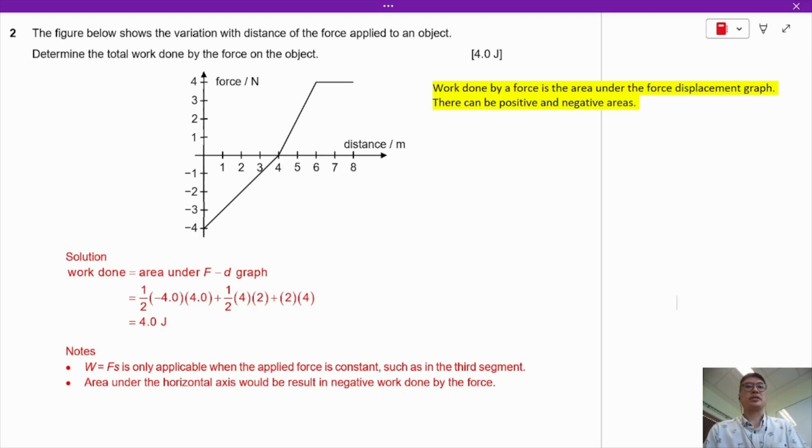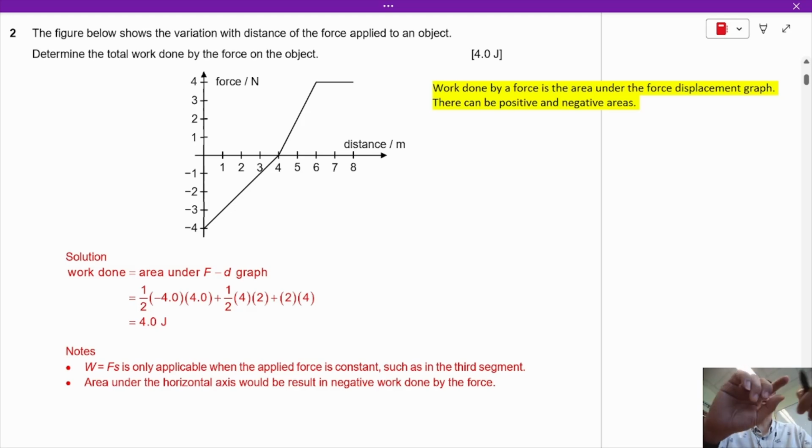Let's take a look at question 2. Now, the concept for this question is that the work done by a force is the area under the force-displacement graph, and that there can be both positive and negative areas. The figure below shows the variation with distance of the force applied to an object. Determine the total work done. The answer is that you must find the area under the force-distance graph.